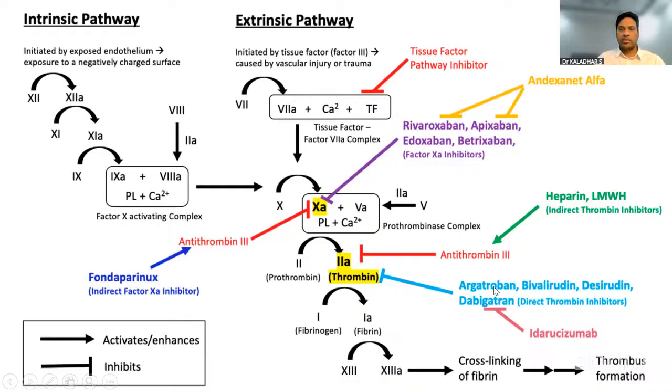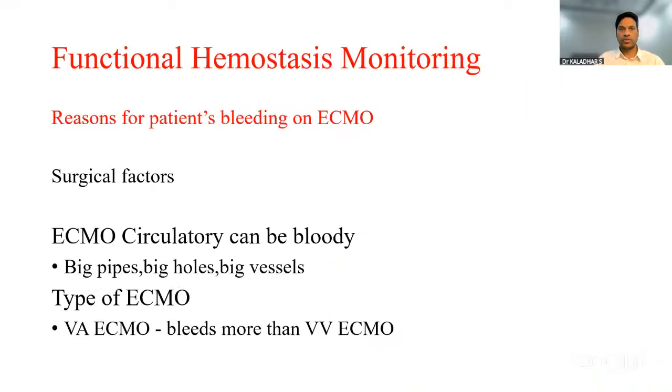And then direct thrombin inhibitors, which have less propensity to cause heparin-induced thrombocytopenia, something like argatroban, bivalirudin, desirudin, and dabigatran, can be used. Bivalirudin is the one which is generally used regularly. And there is another antithrombin activator, fondaparinux, which is an indirect factor 10A inhibitor. It can inhibit 10A. So these are the different antithrombotic agents which can be used in anticoagulation. Most commonly heparin and then followed by bivalirudin. These two are the most common drugs that can be used.